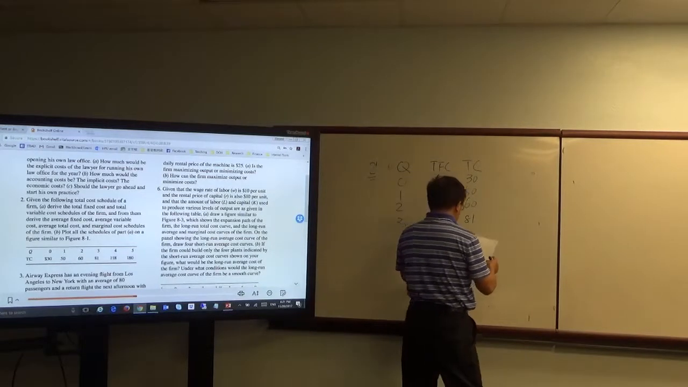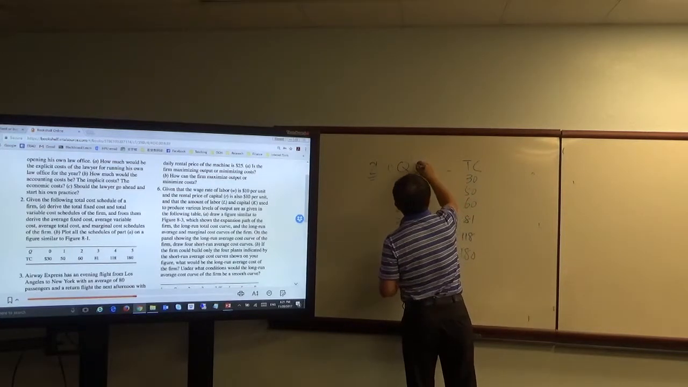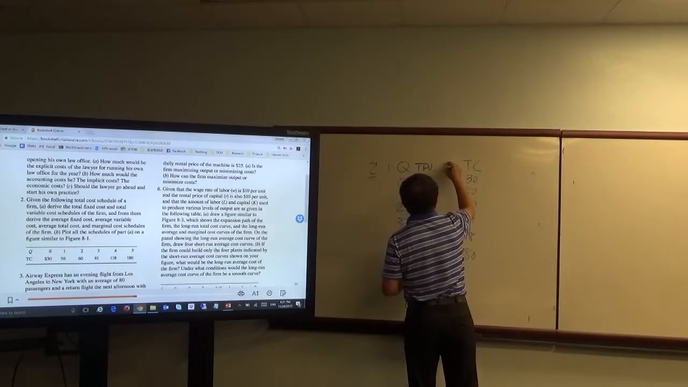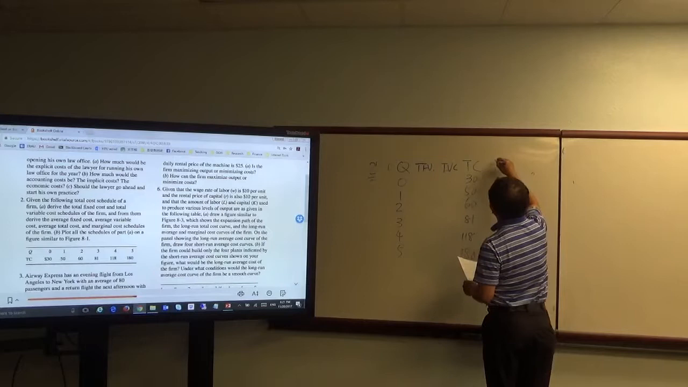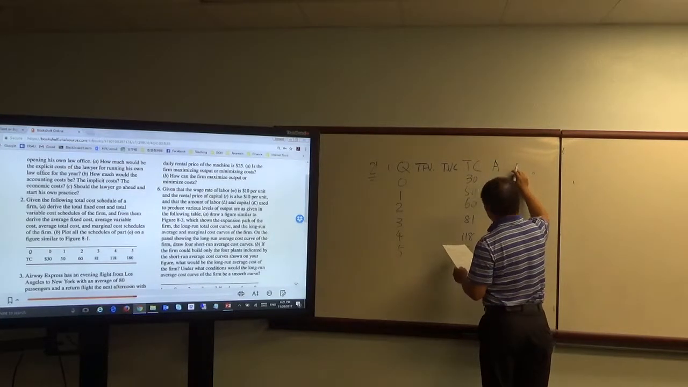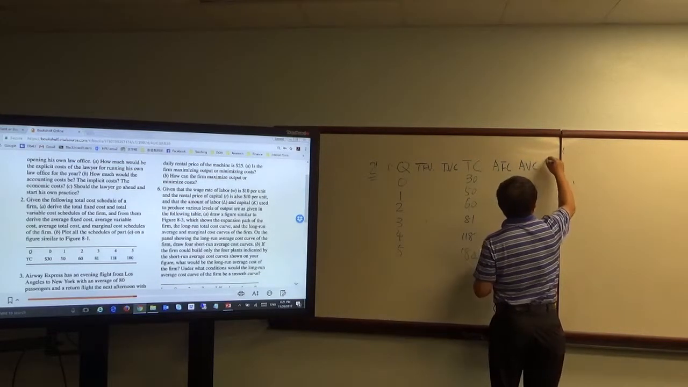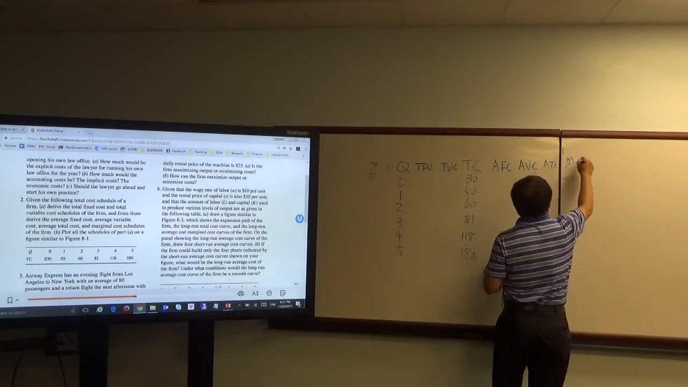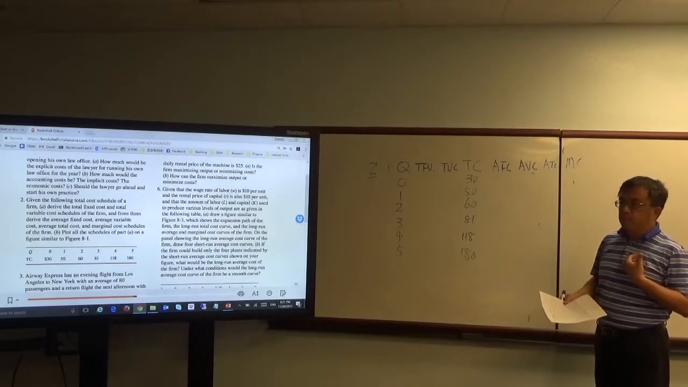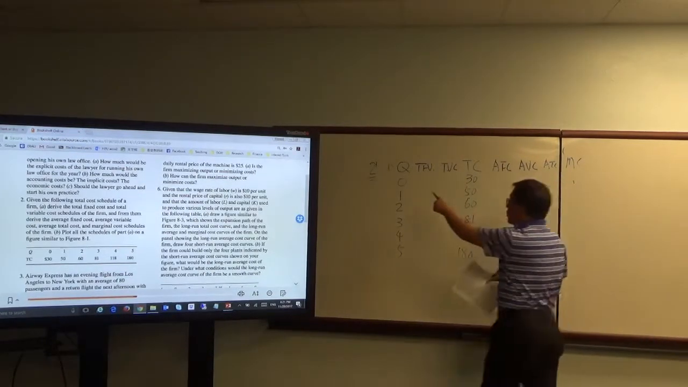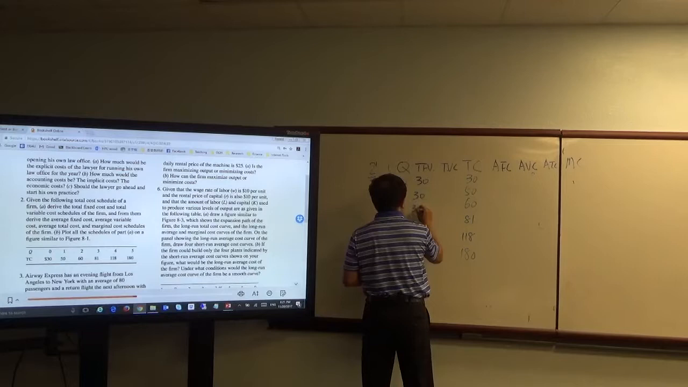Now, what do we need to finish? We have total fixed cost, and I can put total variable cost in between. And then we also need average fixed cost, average variable cost, average total cost, and marginal cost. But given this number, do we know the total fixed cost? If you produce nothing, the total cost is total fixed cost. So I put a 30 here, 30 here, 30 here.